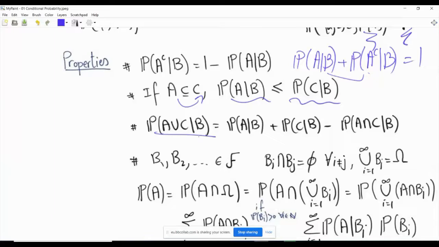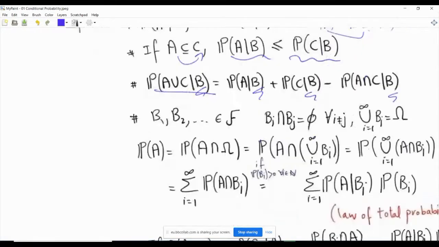Okay. Now you have the inclusion and exclusion principle. So basically, the probability of a union is the first term, the second term, then minus the intersection. But what you do right now is that everything is now conditioned on B. This will be valid again because conditioning on B does not give you a new animal. What you have is still a valid probability measure.